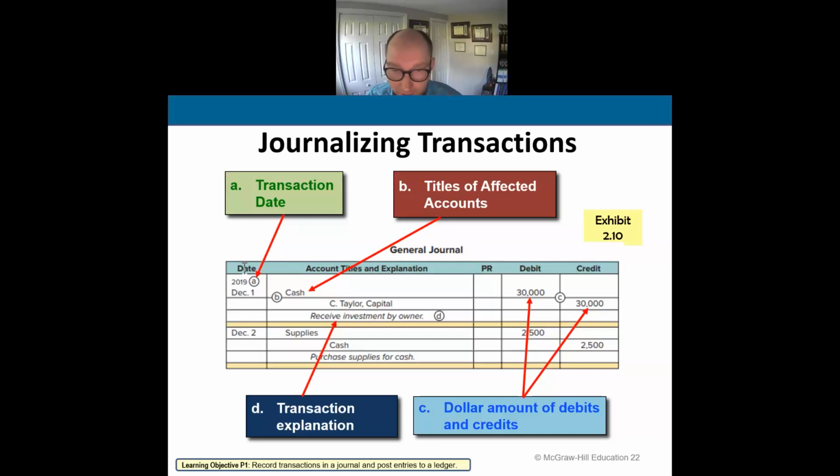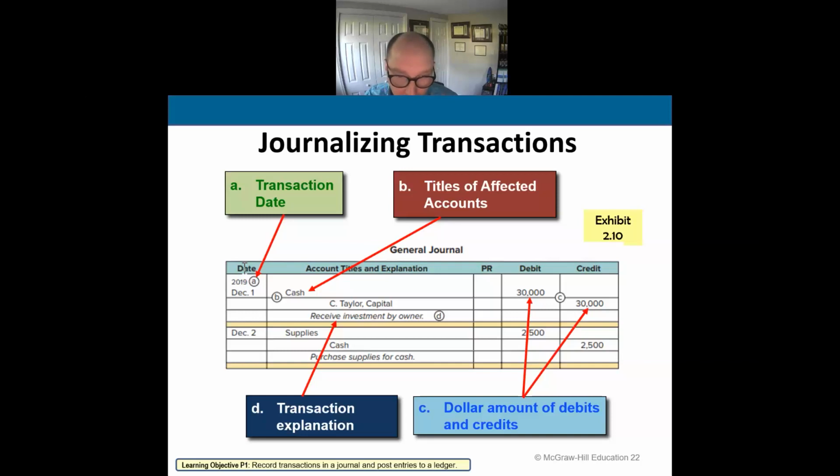For debiting cash, $30,000 is the amount that the owner's bringing in. So in the third step, letter C, we record the dollar amounts. Debit $30,000, cash. Credit $30,000, paid in capital. Remember, debits must always equal credits with every transaction.